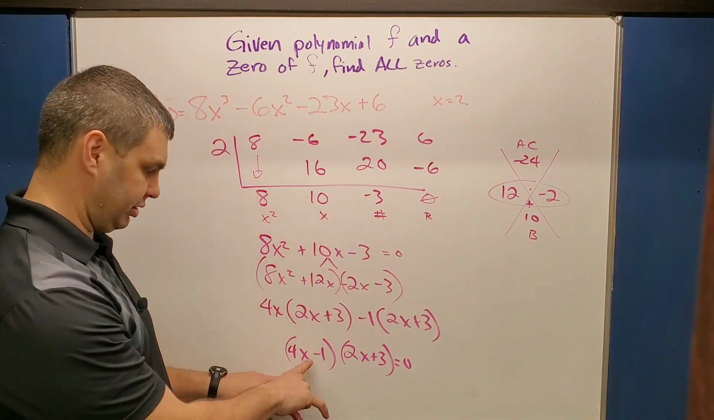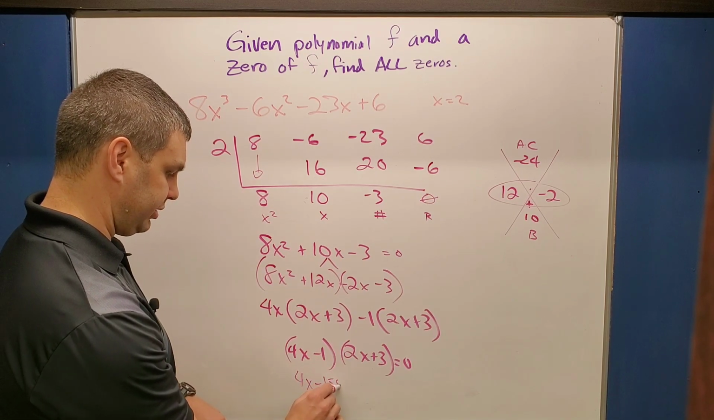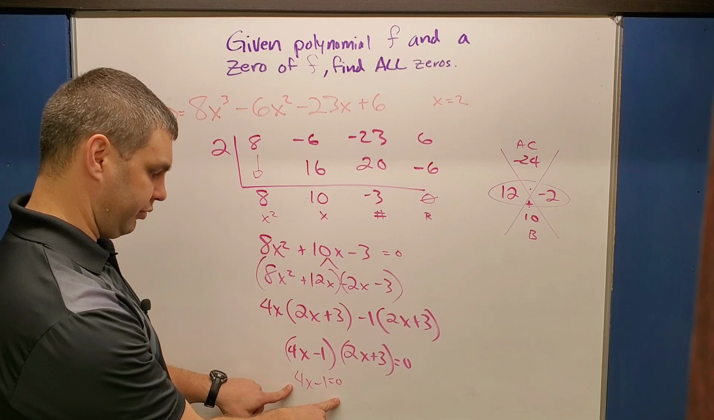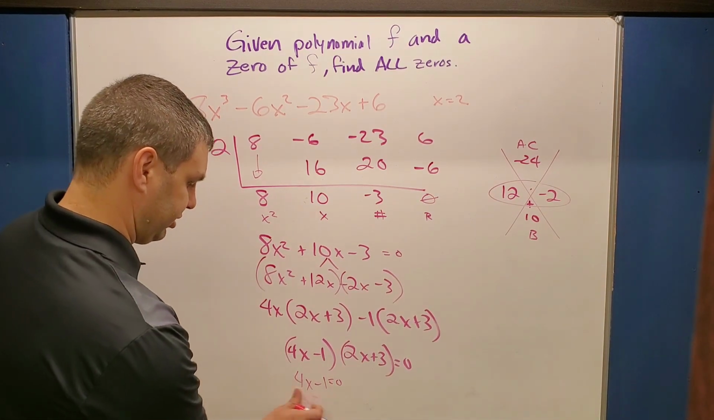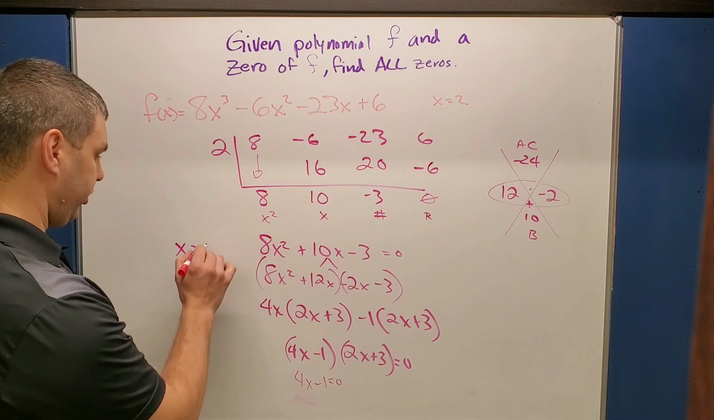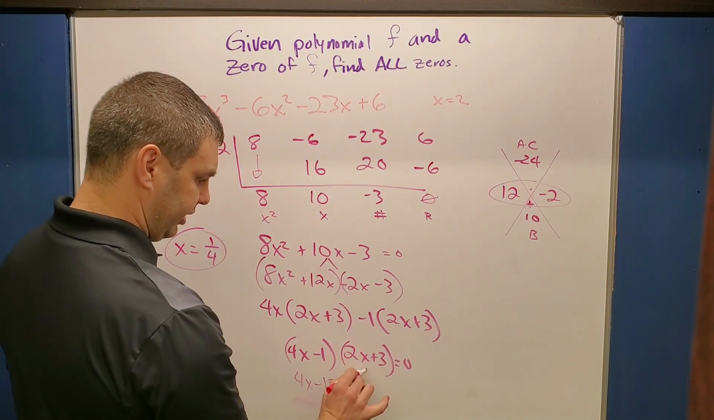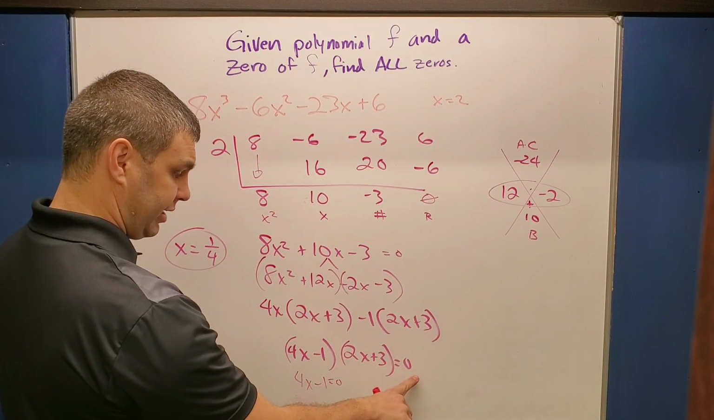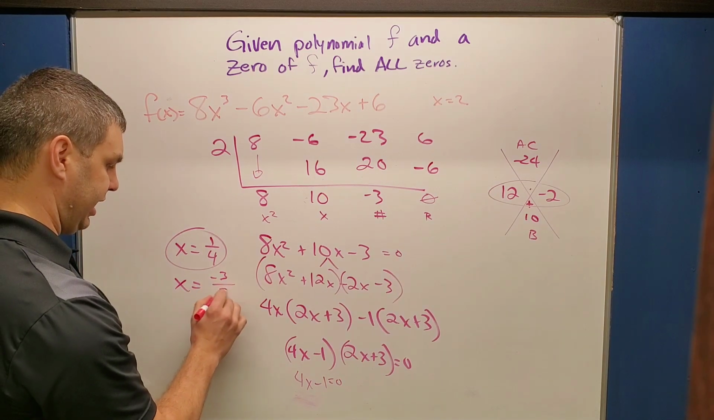And if I were to set this equal to 0, I'll just do it real quick for you. 4x minus 1 equals 0. I would add 1 over and divide by 4. So this zero is going to end up as x equals 1/4. This one right here, if I set this equal to 0, I would subtract 3 and divide by 2. So it's going to be x equals -3/2.